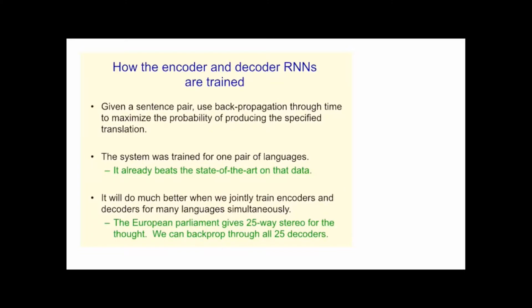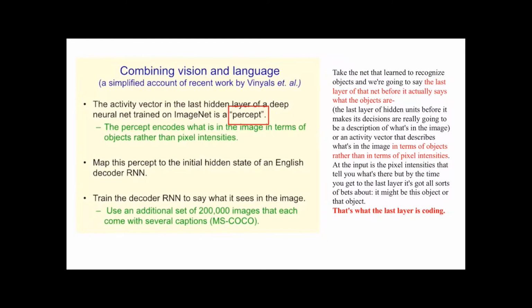So given a sentence pair, we use backpropagation through time to maximize the probability of producing the specific and correct translation. The system was trained for one pair of languages. It already beats the state of the art on that data. So what would happen if we take the European Parliament, given its 25 translations of thought, and we can backpropagate through all 25 decoders? And that, of course, is going on at the current time.